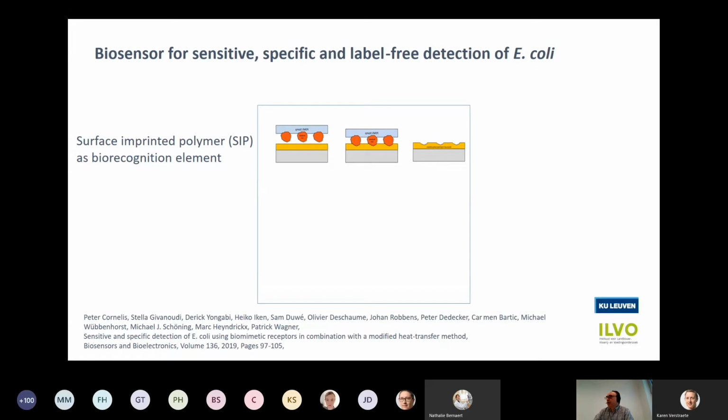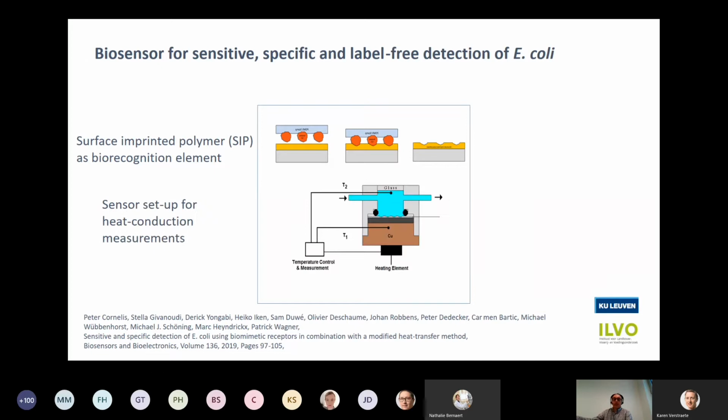So in orange, you have your target organism, E. coli in this case, which is attached to a stamp. And this stamp is pressed gently in a soft polyurethane layer. After you remove the stamp, what you get are imprints of E. coli cells, which are left in this polyurethane layer. This SIP is then incorporated in the heart of the biosensor, as you see with the blue arrow.